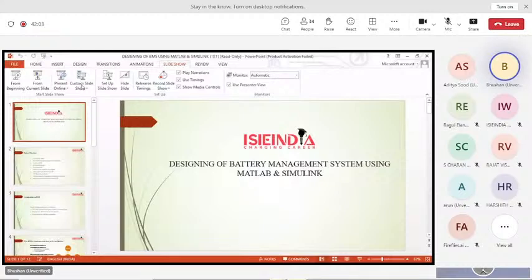So we are presenting a topic on introduction to battery management system and also designing of the battery management system using MATLAB and Simulink. The battery management system plays a crucial role in EVs and batteries, to monitor data like voltage, current, and temperature. Then we need to write an algorithm to keep the temperature, voltage, and current in a safe position in the battery.